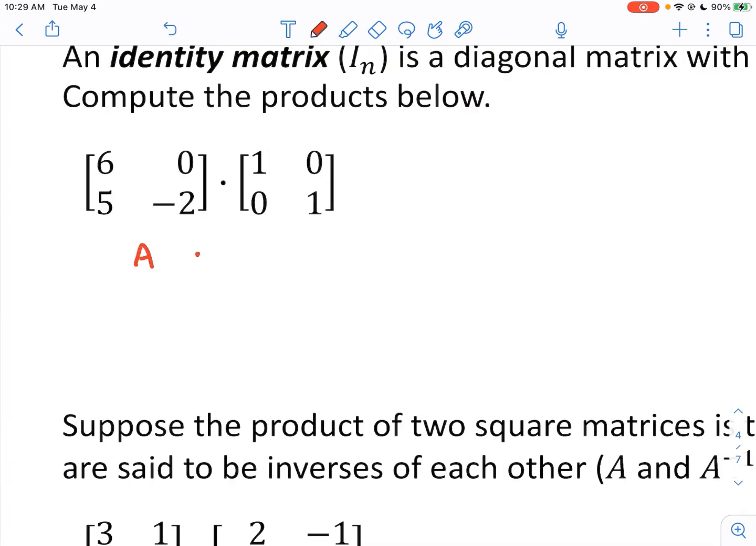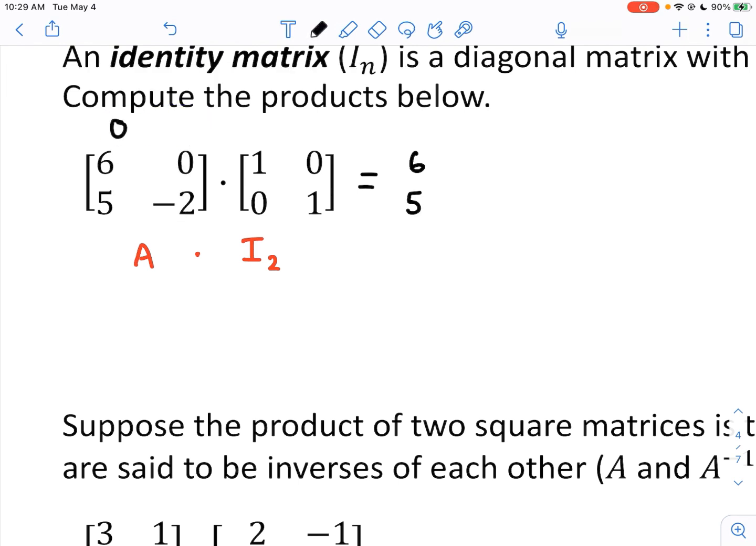Matrix A, and we're multiplying it by an identity matrix of the same size, so times I2. If the dimensions are obvious, you don't need to write the subscript on the I. You can just say A times I. And let's see what we get as a result. We're going to take the first column, the 1, 0, and then drop the 1, 0. 1 times 6, 0 times 0, add the results, we get 6. 1 times 5, 0 times -2, add the results, we get 5.